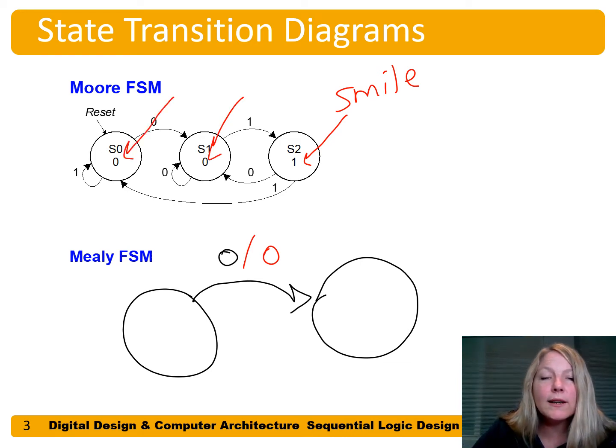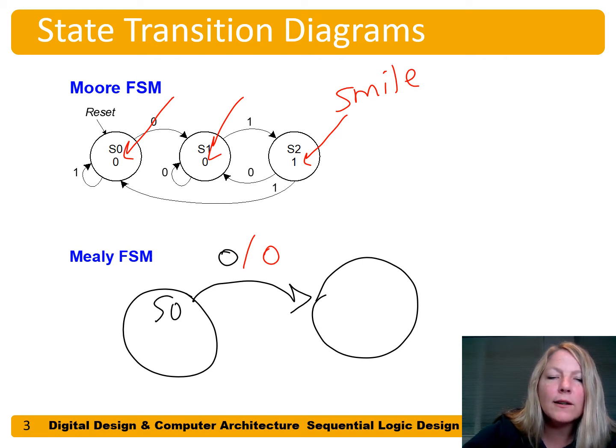But now our output is drawn on the transition. And so the output, in this case, we just found the 0. So yeah, we don't want to output 1 yet. We've only found a 0. And so now what happens is, well, what if we find a 1?